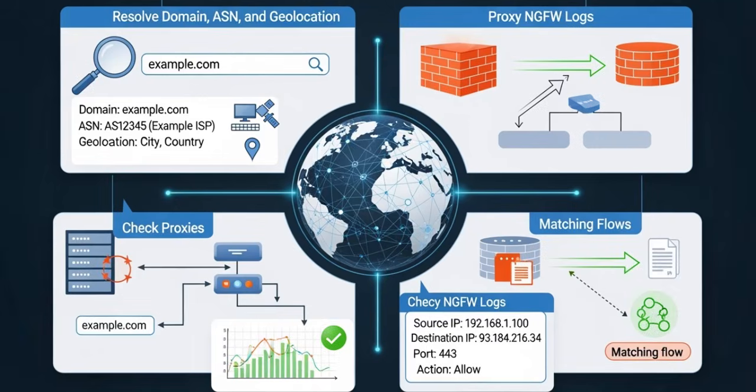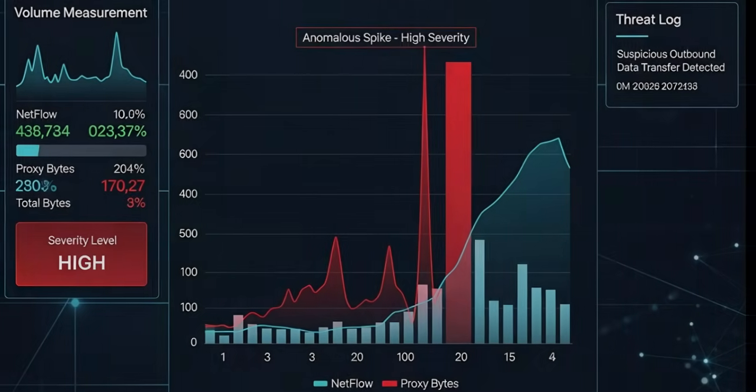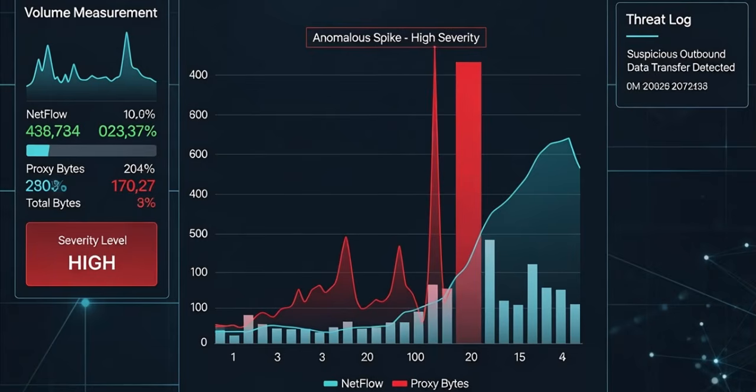The third step in your playbook is to map the destination. For example, resolve domain names, ASNs, and geolocation. You can also check proxies and next-generation firewall logs for matching flows. The fourth step will be measuring volume. And here we're talking about NetFlow and proxy bytes. Usually large anomalous outbound byte counts mean high severity, which means you should carefully look into it.